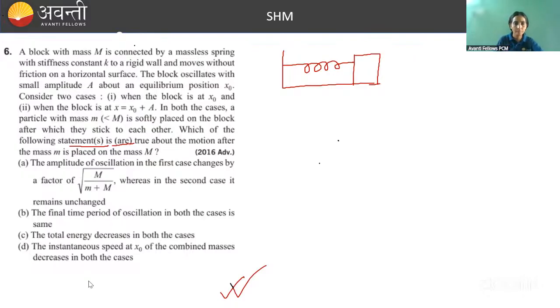Any clue? Any idea? Yes. So we do it together.